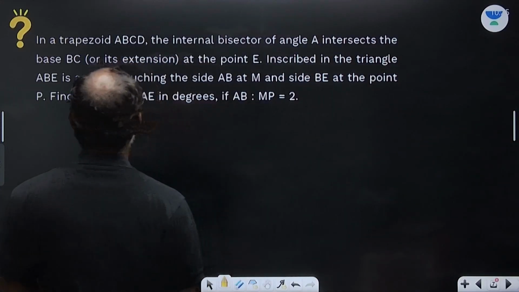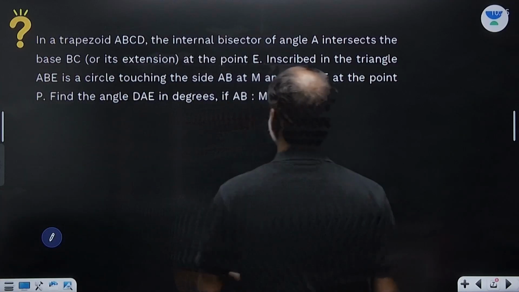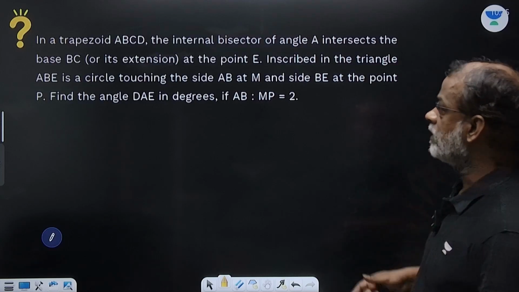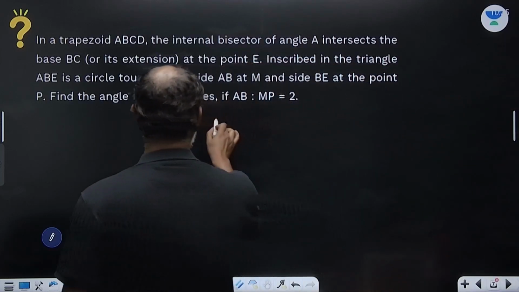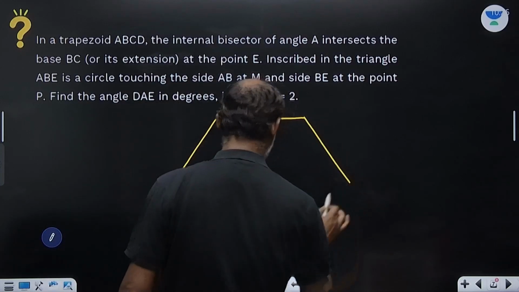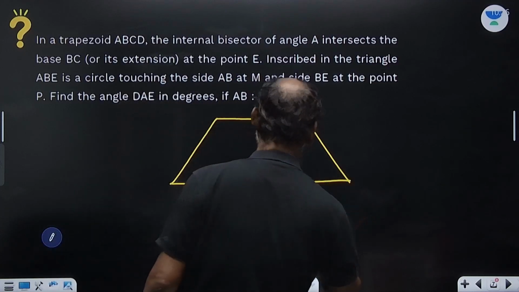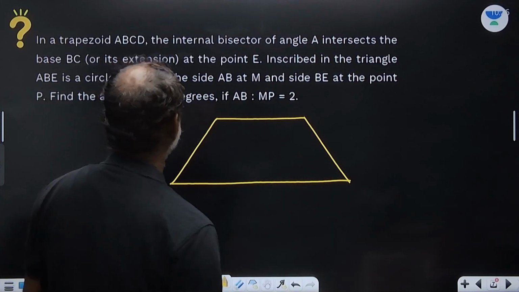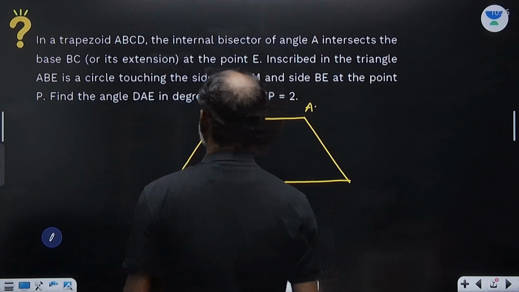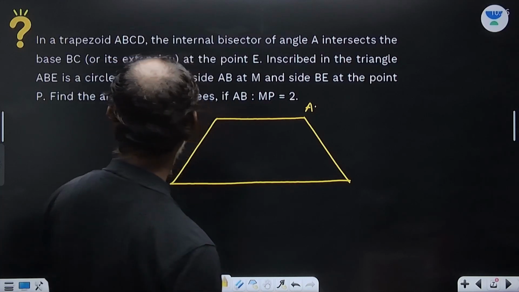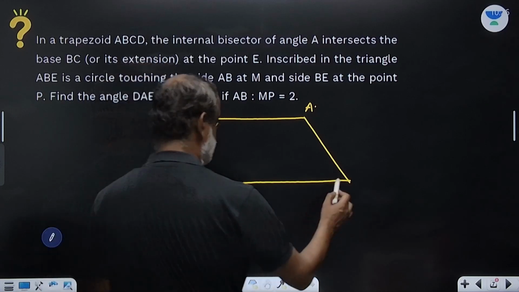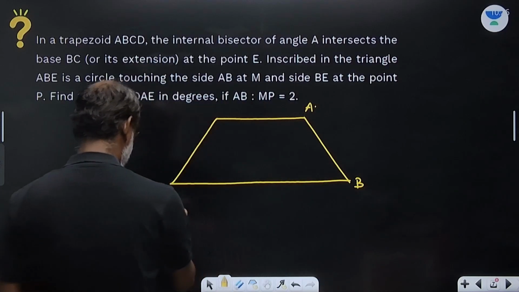Another question is in a trapezoid ABCD, the internal bisector of angle A intersects the base BC or its extension at point E. So, you are drawing bisector of angle A. So, let this be A. Base is BC and the triangle in discussion is DAE. Okay, AB. So, let me say this is ABCD. Fine.